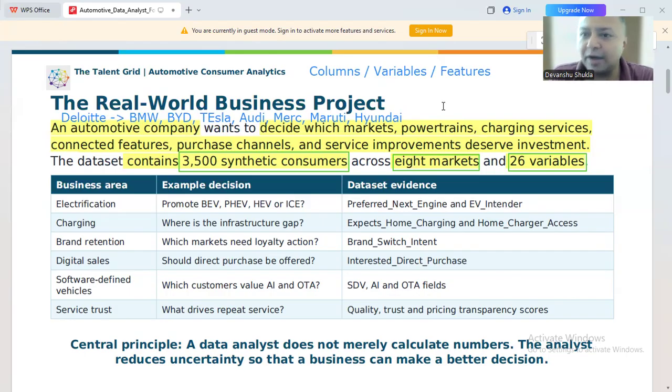ठीक है, so we are providing you 3,500 consumers across 8 different countries, and you will have all of this data, or these would be the business areas, and these are the decisions which we want to make. So you have to analyze the data set and tell us these decisions. Okay. So what do you help? Where do you have to help these businesses? You have to help them decide.